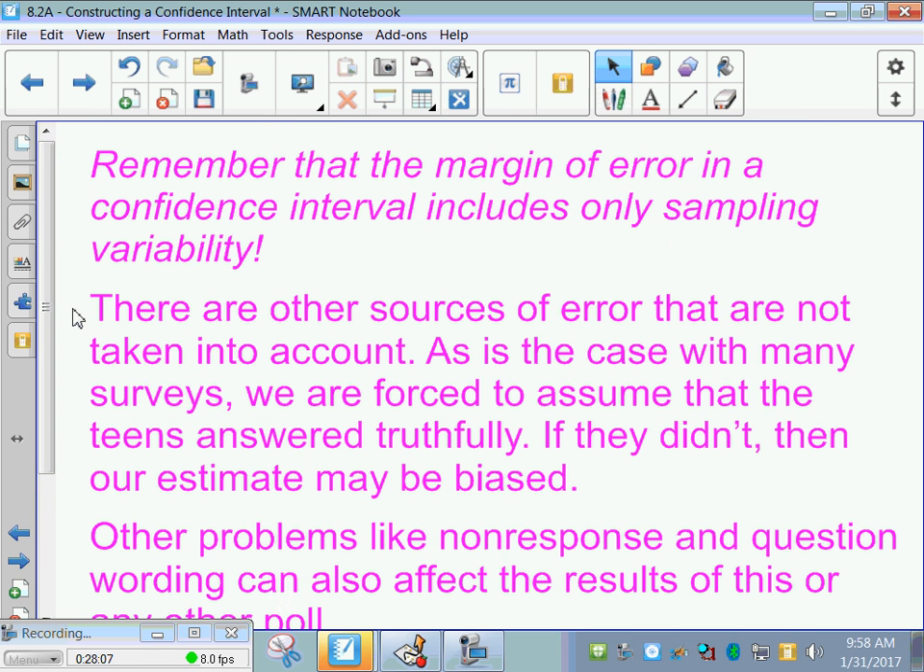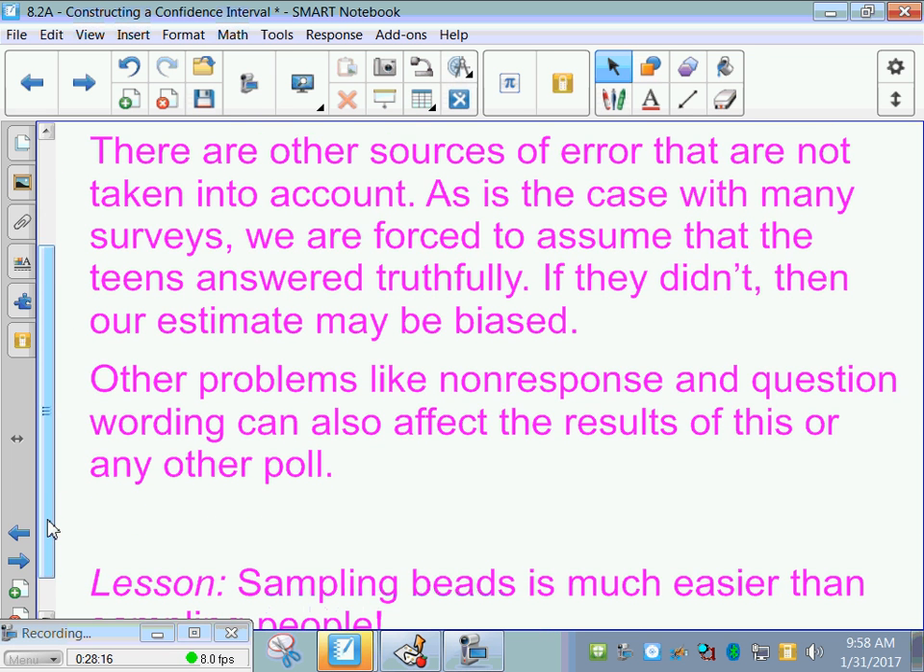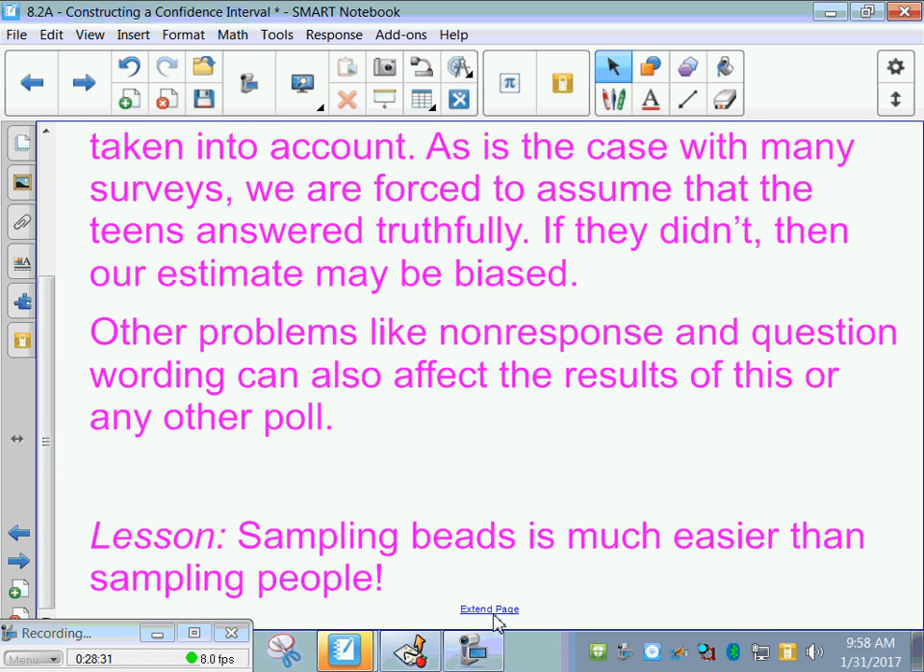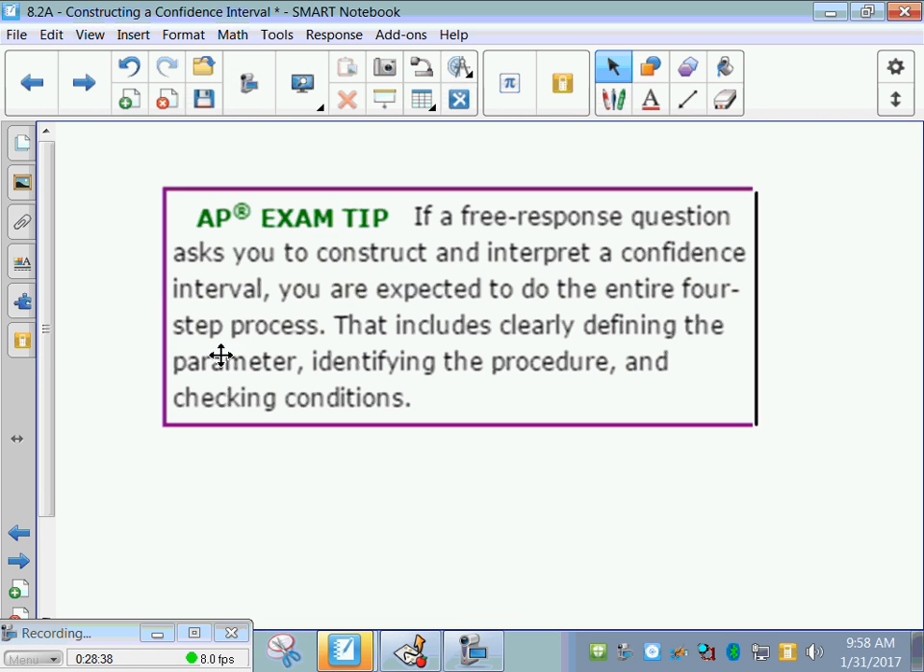All right, here we go. Remember the margin of error includes sampling variability. Don't forget there are other sources of error that are not taken into account. So for example, in this one, we're assuming that these teens answered truthfully. If they didn't, our estimate would be biased. Other problems like non-response or the wording of the question can also affect it. So just so you know, sampling beads is a lot easier than sampling people.